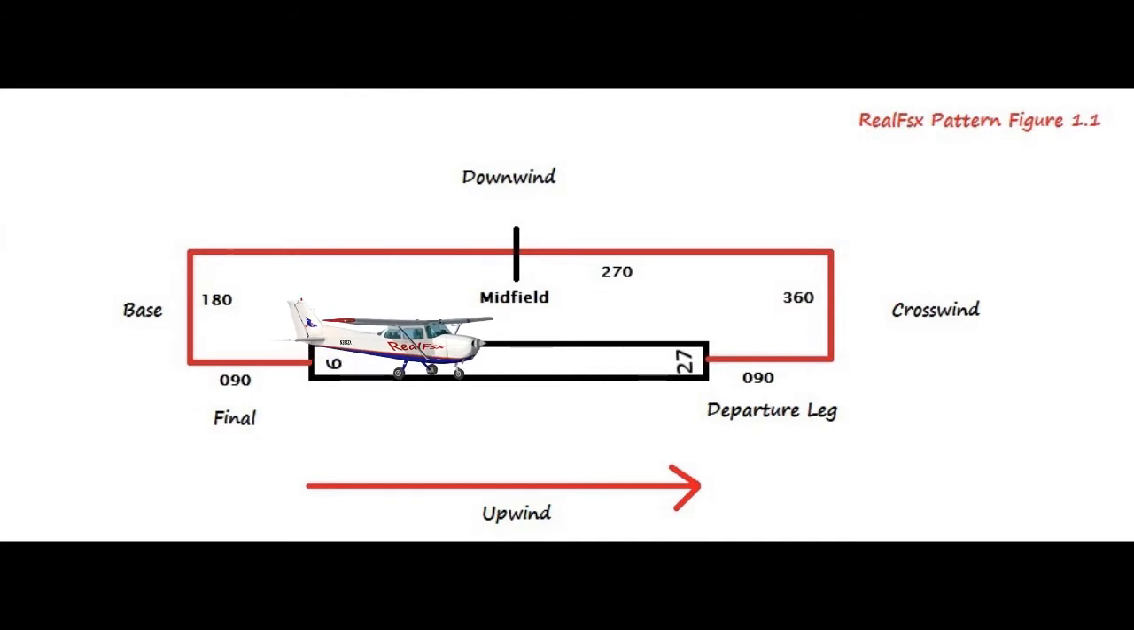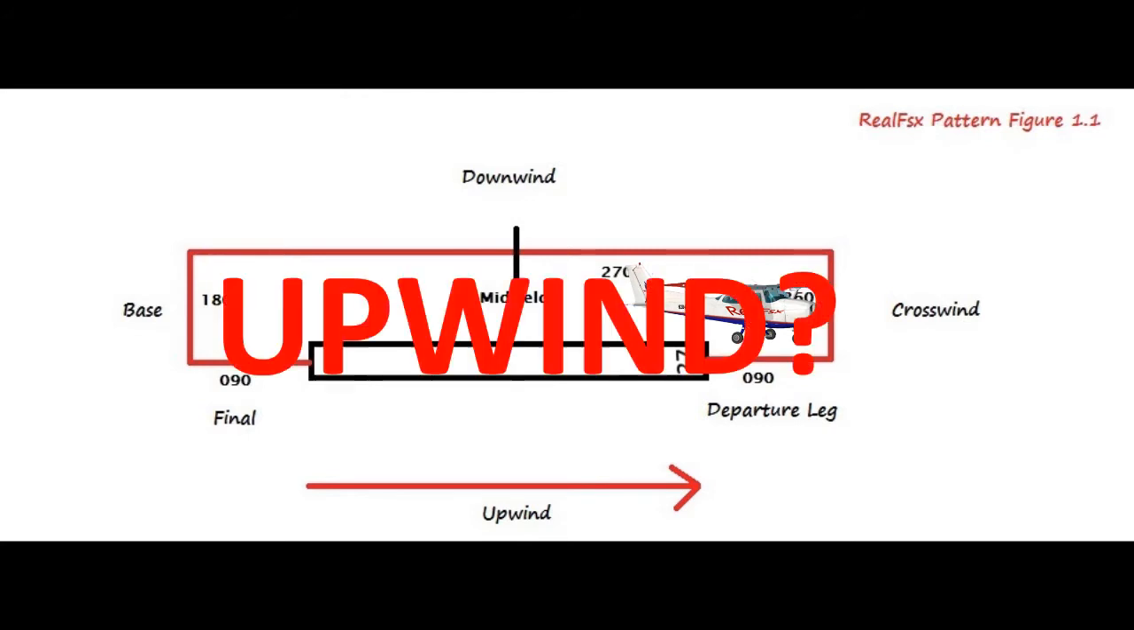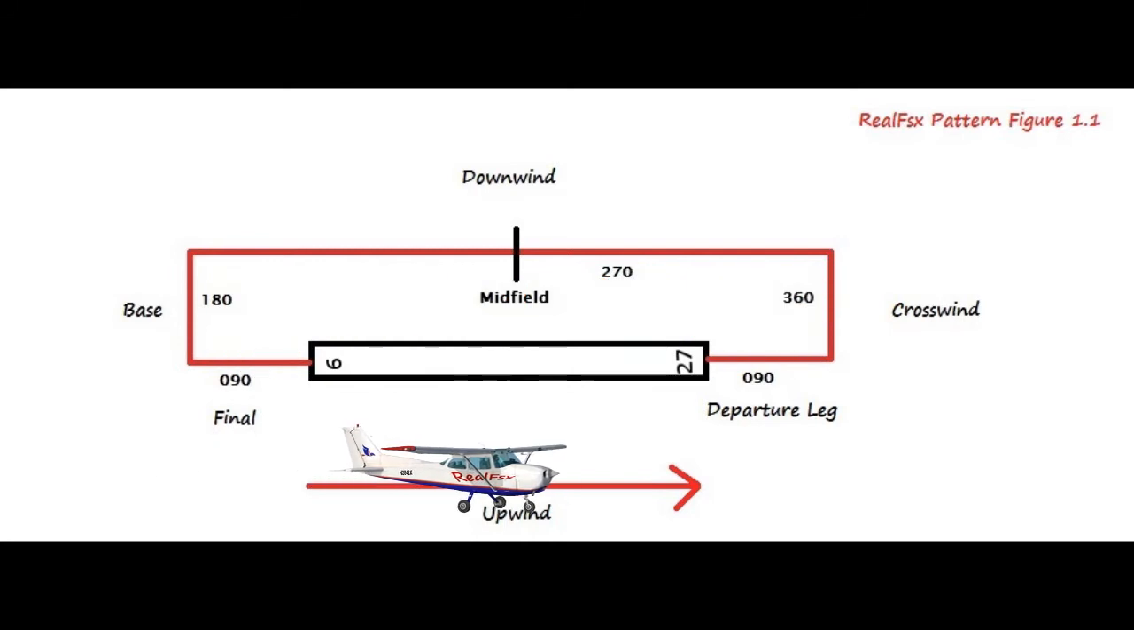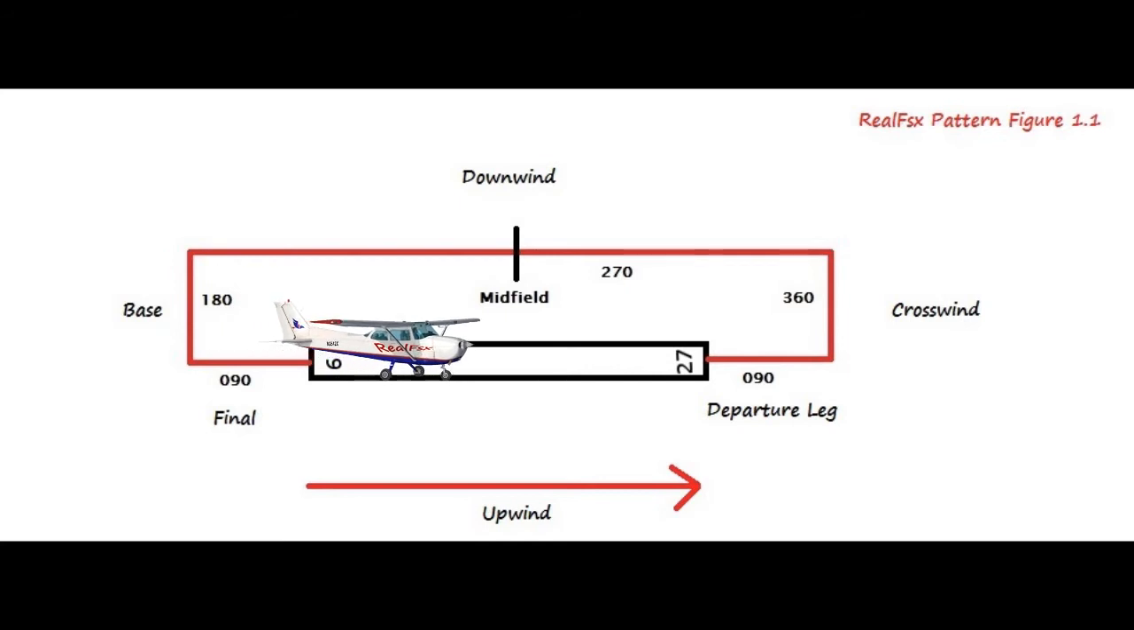If we put our Skyhawk graphic in motion, we'll see that we should lift off the runway and climb at approximately 500 feet per minute. This leg of the pattern is known as the departure leg. Wait, what? Isn't that the upwind leg? Actually, no. The upwind leg is parallel to the departure leg, which is why many people get confused. It's the departure leg that you're on when you lift off the runway.